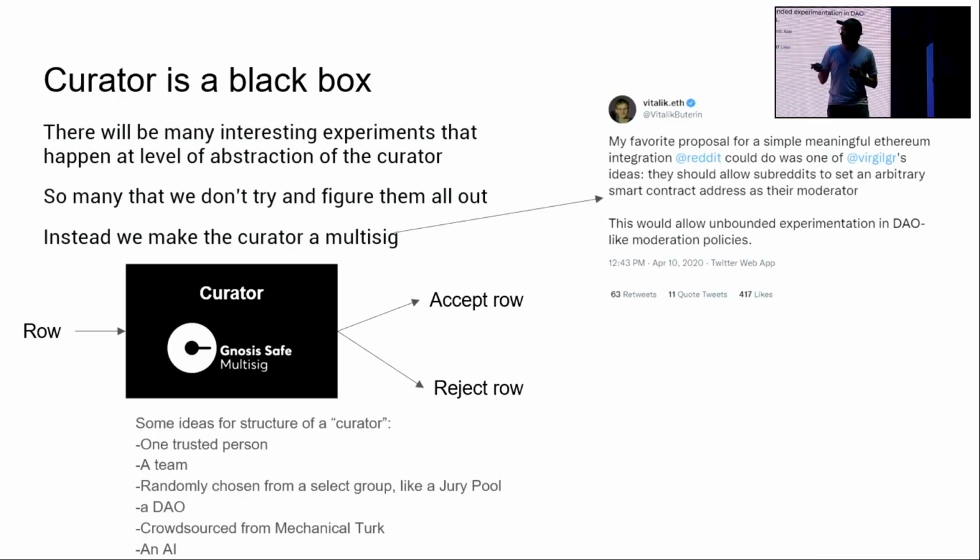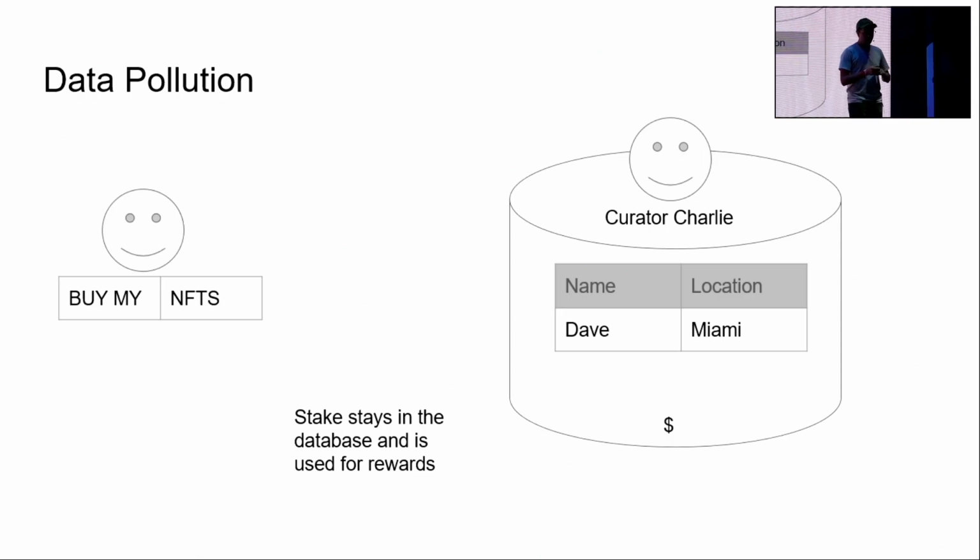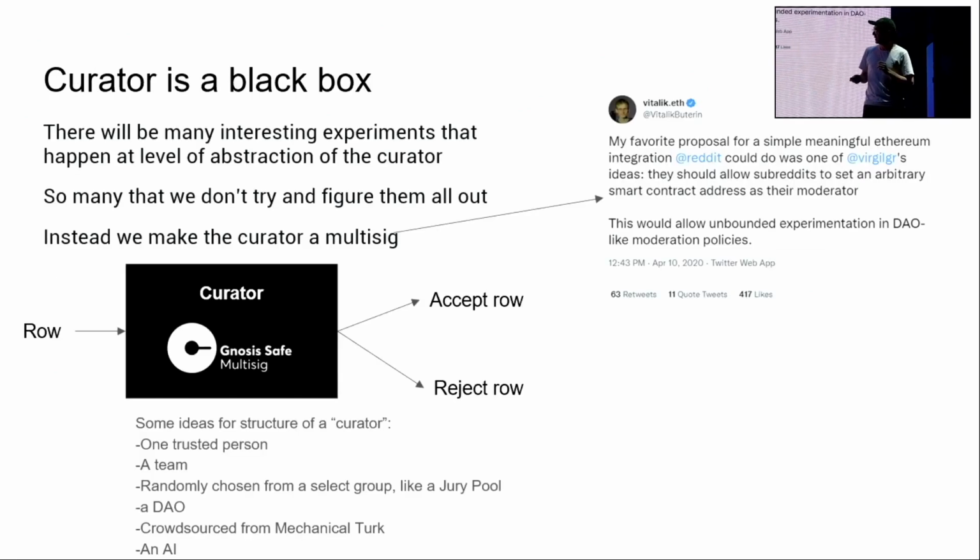I want to talk a little bit more about the role of the curator here. The role of the curator has right now been just one individual person, but it's actually a bit more complicated than that. It's not one individual person, it's one individual address, and we link that up to a Gnosis Safe, which is a multi-sig. So now the role of the curator can take many different forms. It can be one trusted person, a team of people, a jury, or a mechanical Turk where you're paying someone else to curate your database for you. You don't care, you just want to pay someone else to do it. Or it can also be an AI. You could train an AI to automatically accept or reject certain types of content.